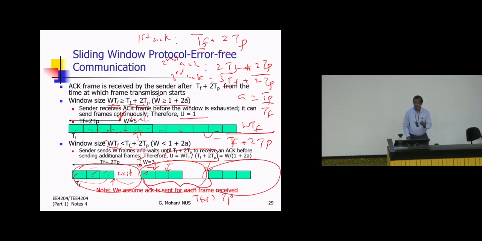Very easy to remember. Even if you forget, you can quickly derive it. It's not a big deal, right? So stop and wait. There's no question of window and other things because window size is 1 in stop and wait. Utilization is 1 by 1 plus 2A.